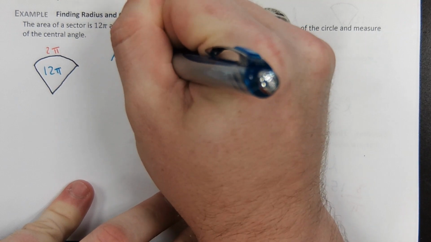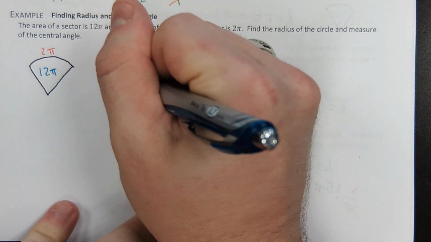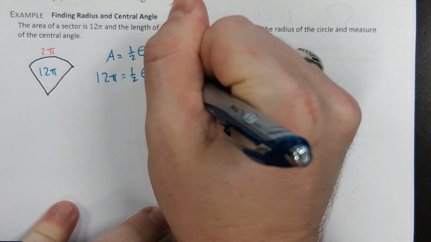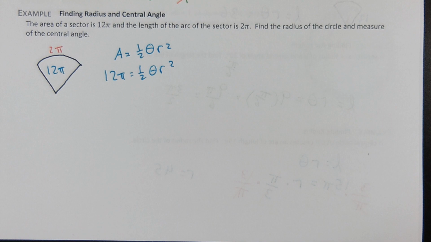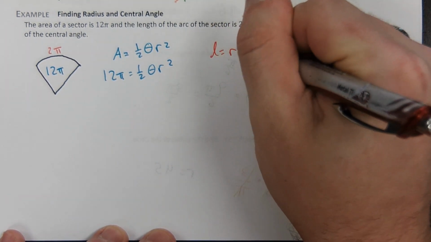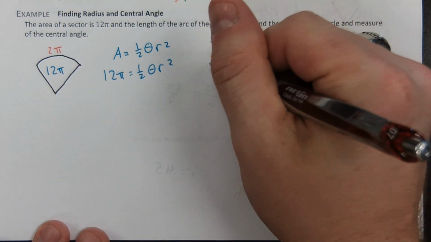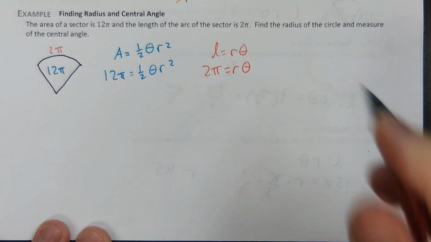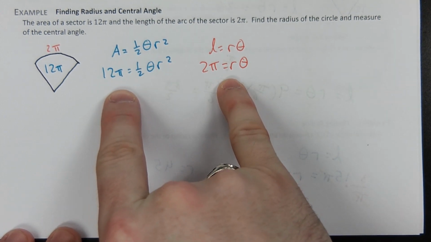Sector area is 1/2 theta r squared. The only thing I know about that is actually A is 12 pi. That's everything I can do with area right now. Arc length, L equals r theta. The only thing I could do with it right now is substitute 2 pi in for L. Oh, look, I have two equations in two variables, known as a system of equations.